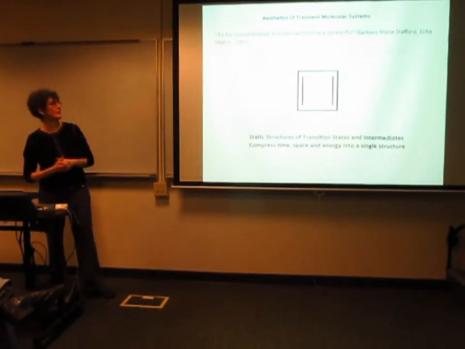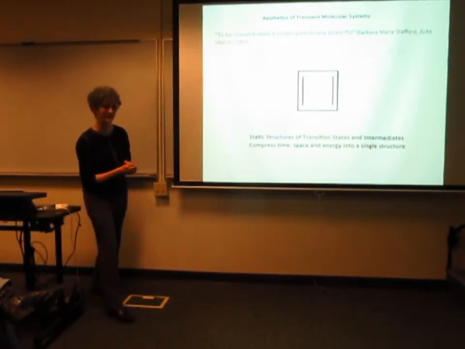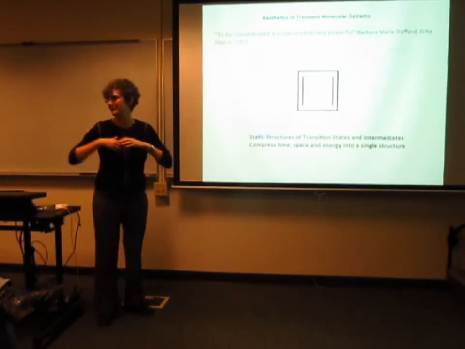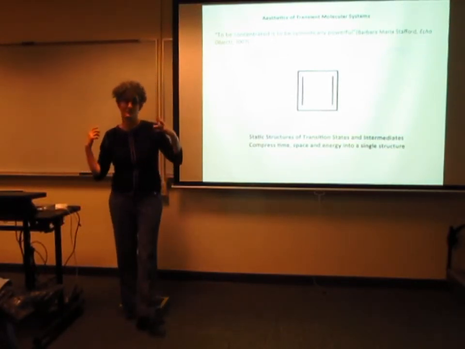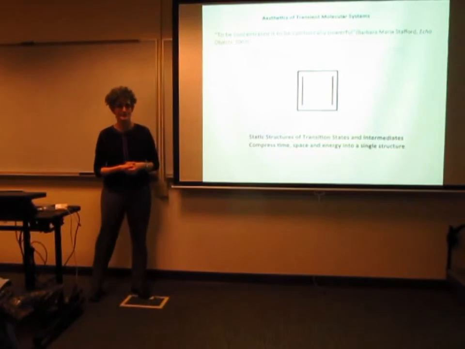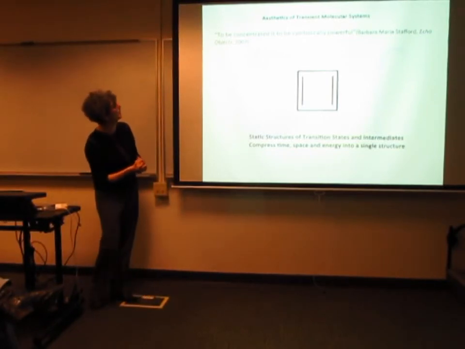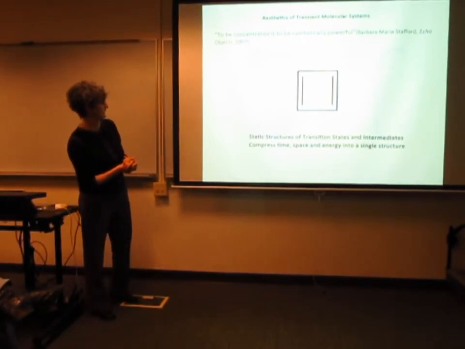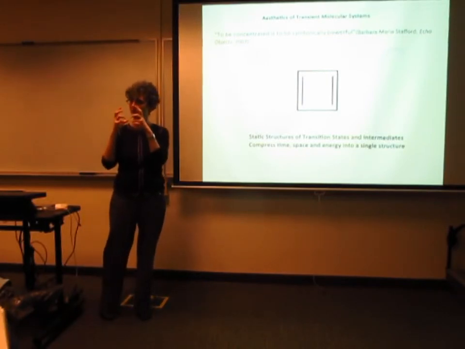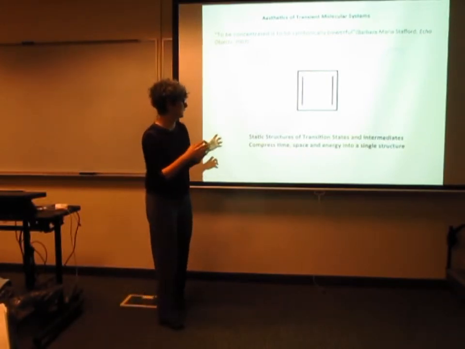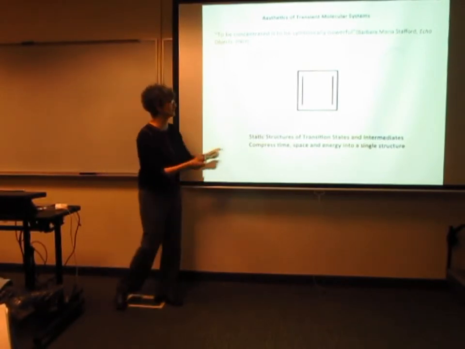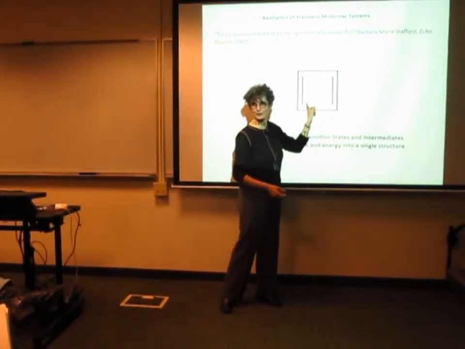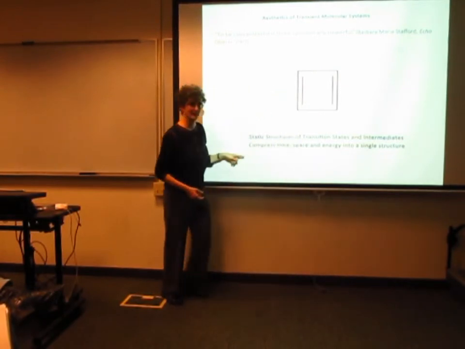Okay, so what's the aesthetic thing? I just have a few more slides and then we'll stop. Okay, so I can't get into all the aesthetics of it. It's pretty complex because you have to go into the aesthetics of time, which is a really, really complicated thing. But one thing is, when you think about these static structures of a transition state or an intermediate, basically they're compressing all this information into a very simple looking structure. So here's cyclobutadiene. It just looks like a square, like a modrion or something, right?